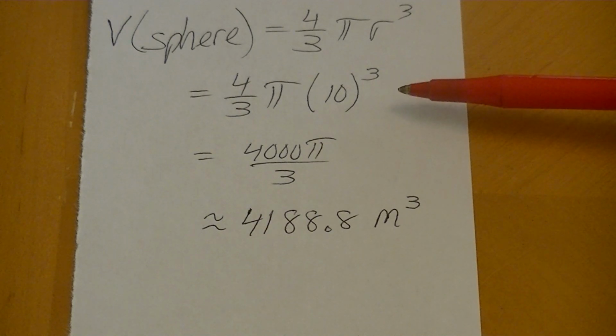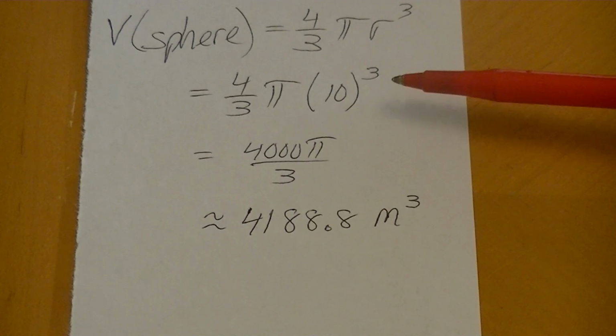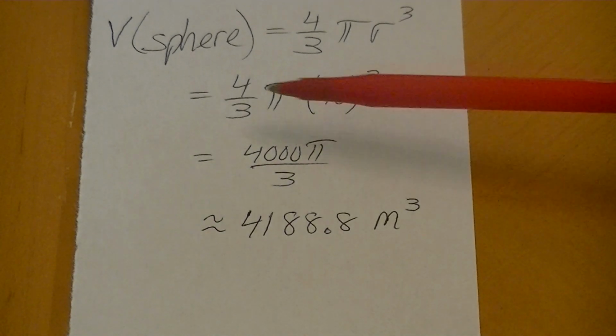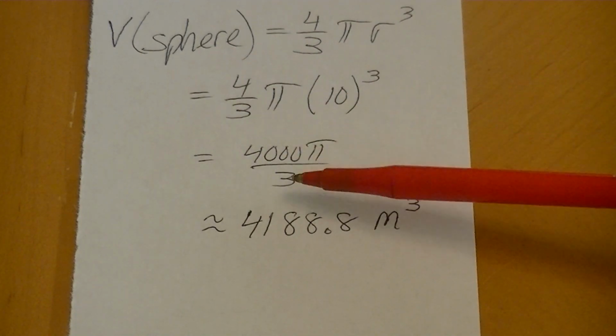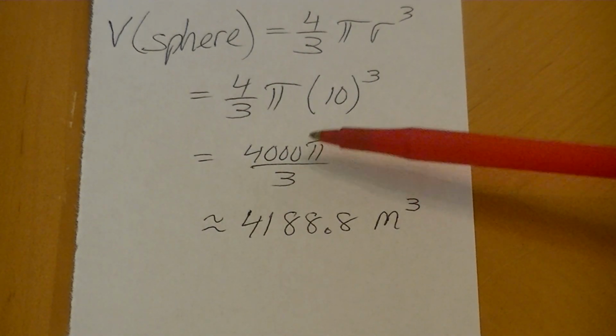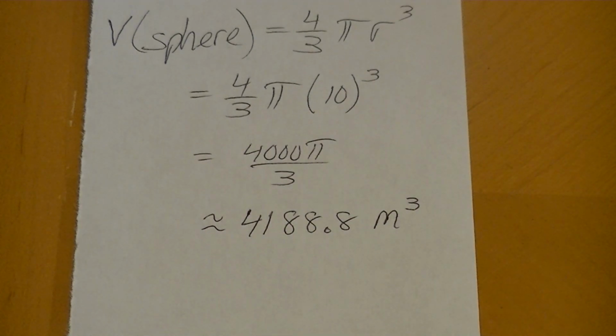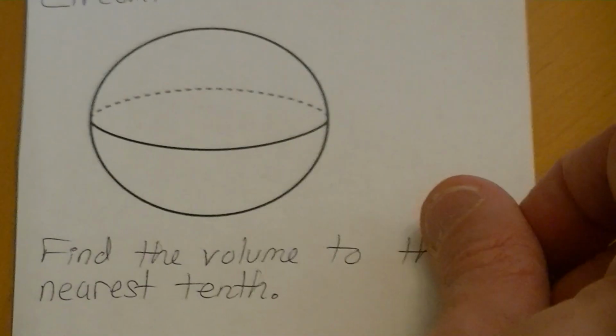4,188.8 millimeters cubed. I chose just out of habit maybe to simplify first. So 10 to the third is 1,000, and 1,000 times 4/3 is 4,000 thirds. So I typed in 4,000 pi over 3, but either one gets you that answer. So that's a very straightforward example. The next few will be a little more interesting. So here's the next one.